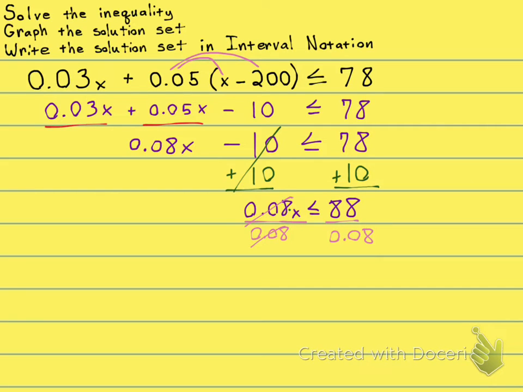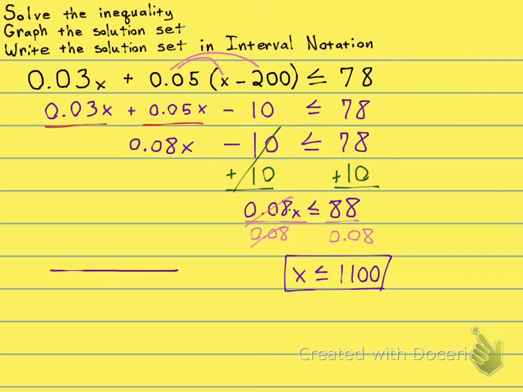Anything divided by itself cancels out and turns into a 1x. We don't need to write the 1. 88 divided by 0.08, and that gives me 1100. Okay, x is less than or equal to 1100. Now, we gave them the answer. We solved it. Now let's graph the solution set.